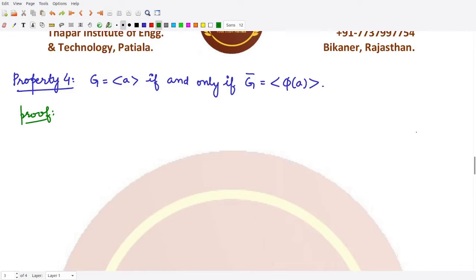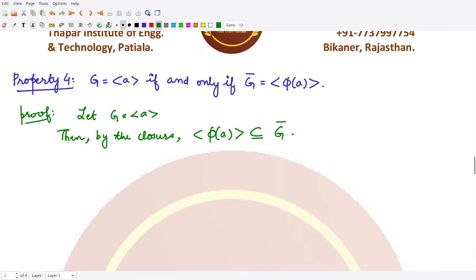The proof is also very simple, as in the previous results. First of all, we assume that G is generated by the element A. Then by the closure property, the group which is generated by phi of A would be a subgroup of this G bar. This is for sure, so let's mark this as equation 1.